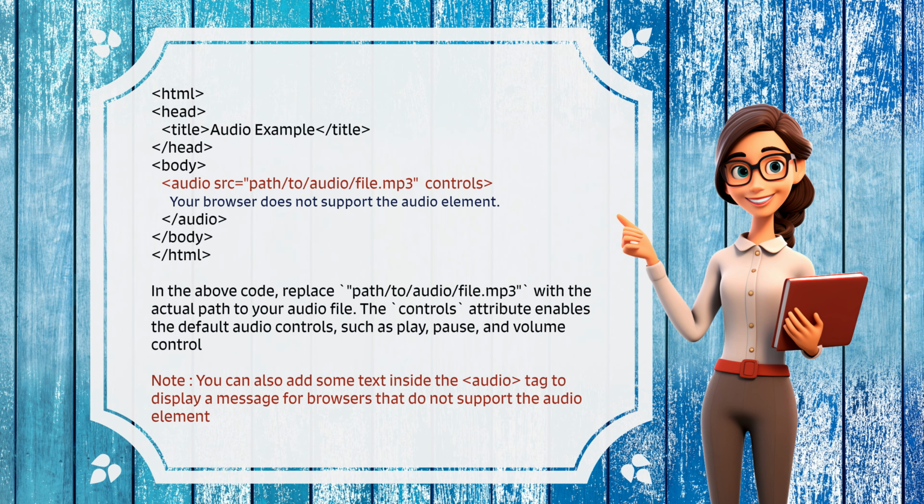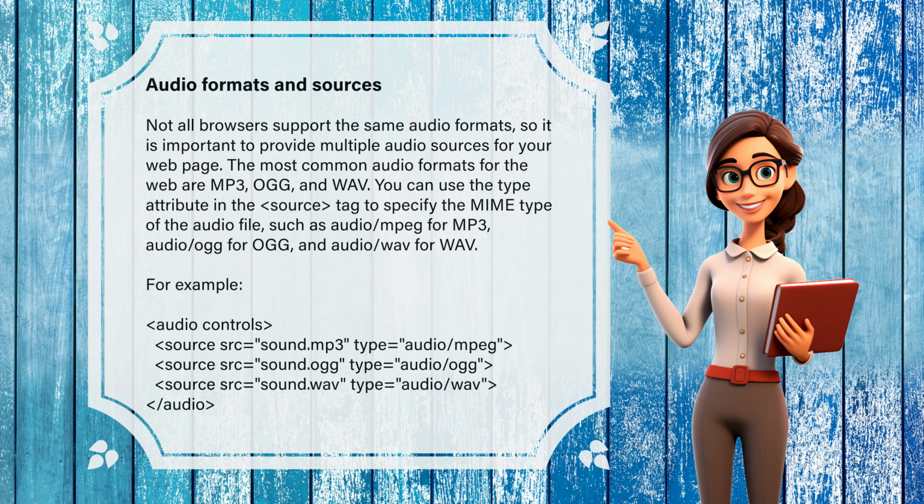In the above code, replace path/to/audio/file.mp3 with the actual path to your audio file. The controls attribute enables the default audio controls, such as play, pause, and volume control. Note: you can also add some text inside the tag to display a message for browsers that do not support the audio element.